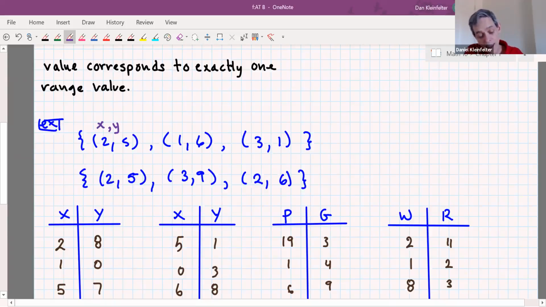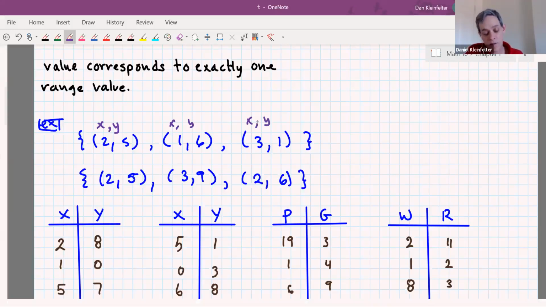So moving on to the second one, when x is 2, y is 5. When x is 3, y is 9. When x is 2, y is 6. In these two examples, there's a big difference between the two. In the first case, for any x value you pick out, I can tell you what the corresponding y value would be. So if you say, well, when x is 1, what's y? Okay, well, it has to be 6. And there's no doubt or ambiguity about that, right?